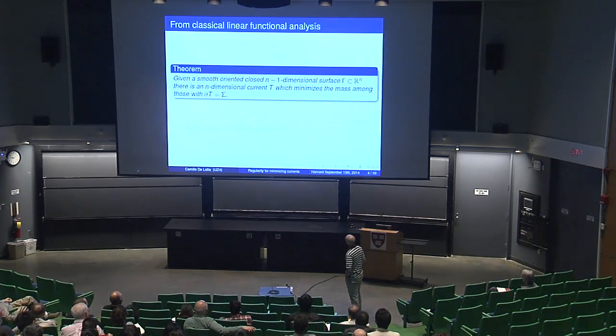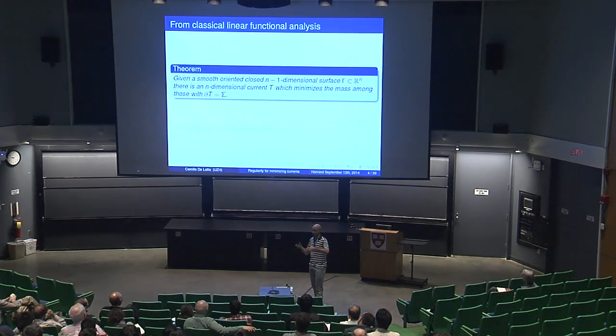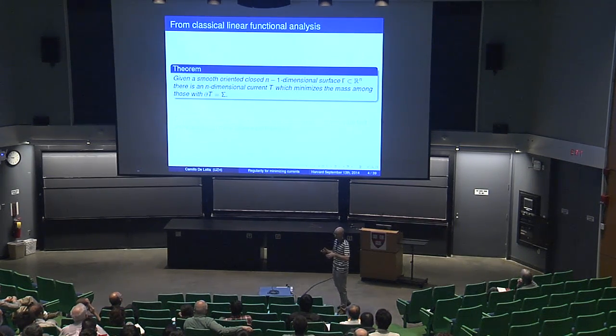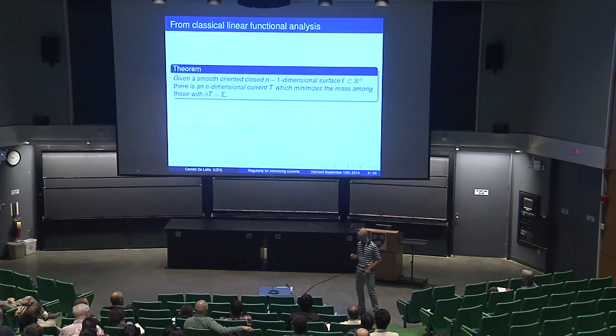Anyhow, once you have this setting, you could simply say, OK, I give you an n-1 dimensional boundary in the Euclidean space, which is a closed, oriented submanifold. It bounds some classical surface. And then I can look at all currents which bound this contour, and minimize the mass, which I just defined, which generalizes the volume.